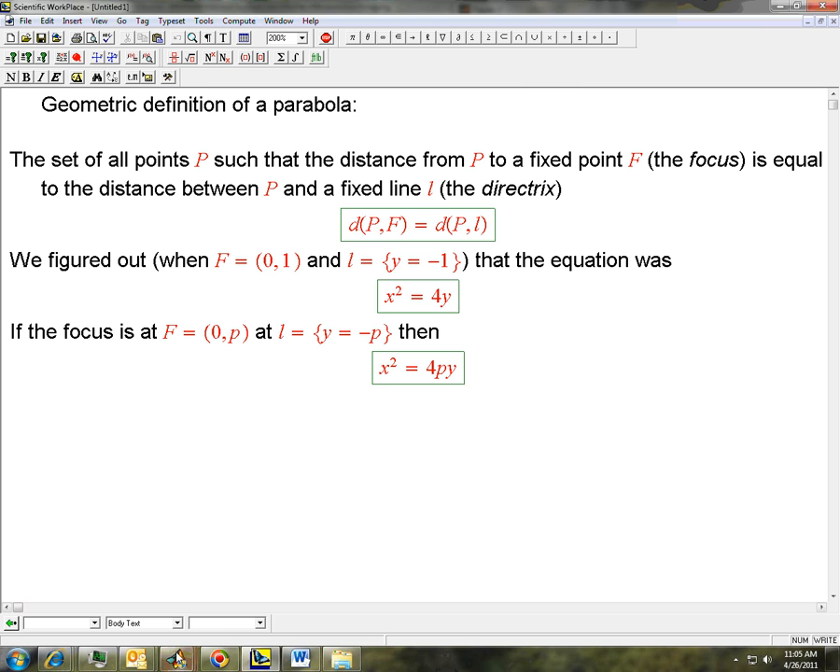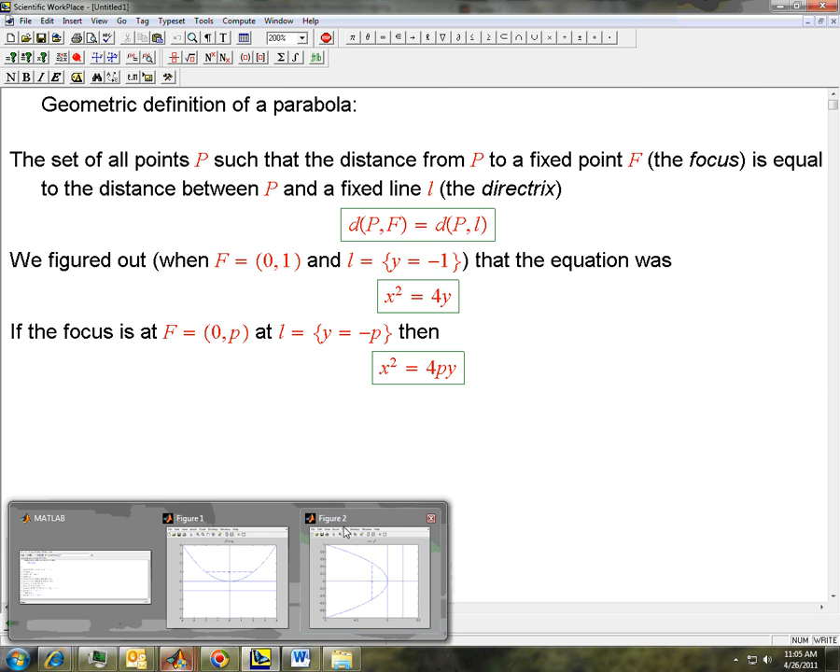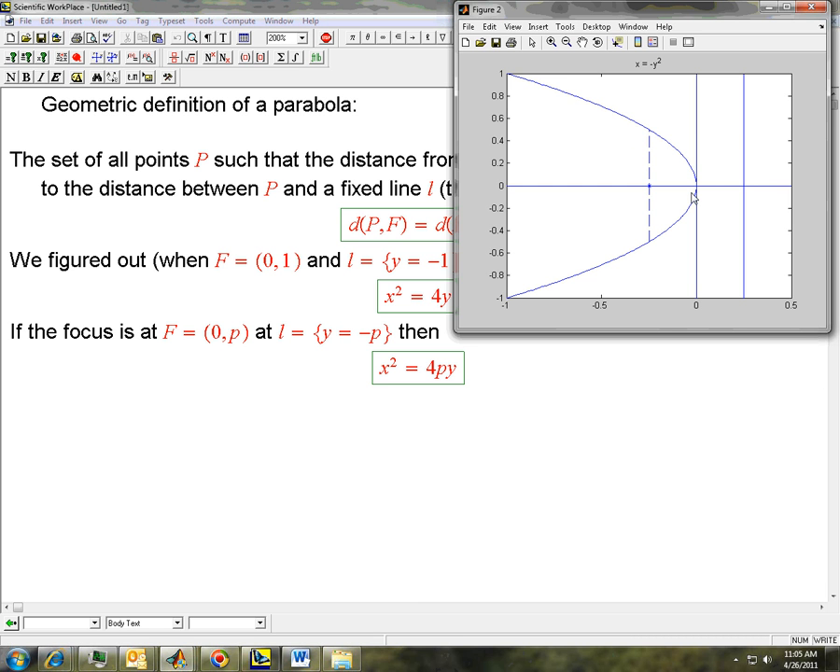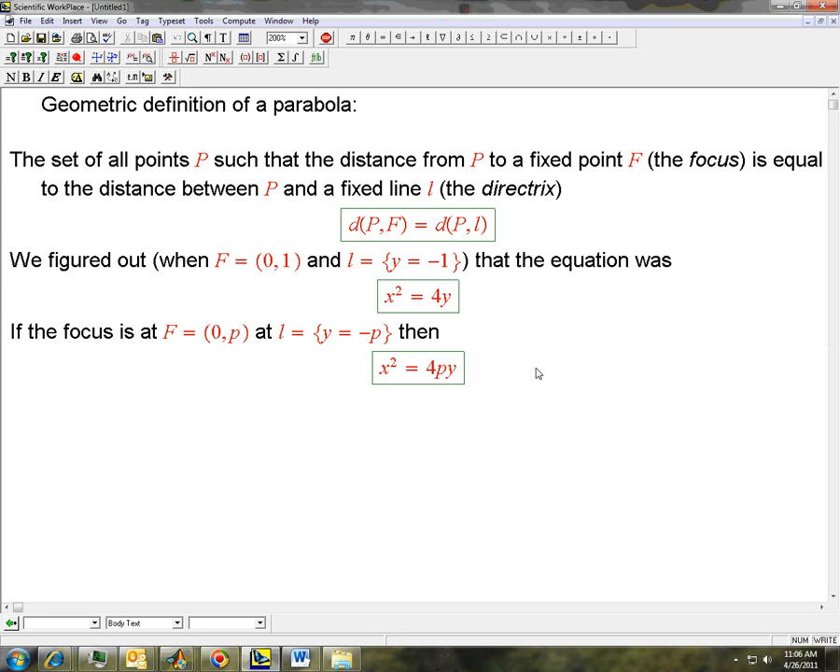Let's do another example, though. What would happen if I did it sideways? What would happen if I still want the vertex to be the origin? So I want the parabola to pass through the origin, but I'm going to take a focus at 1/4 to the left, so it's going to be at negative 1/4, comma 0.